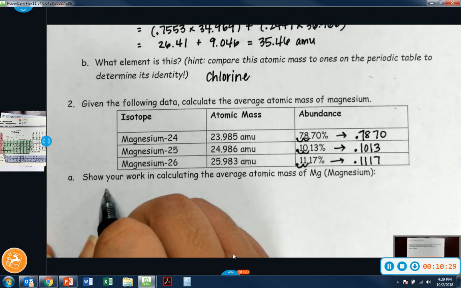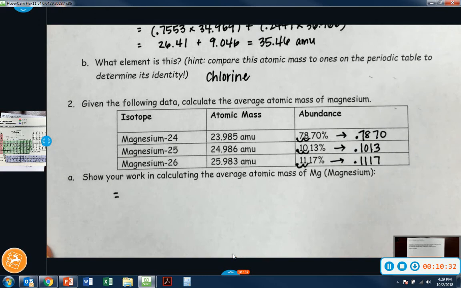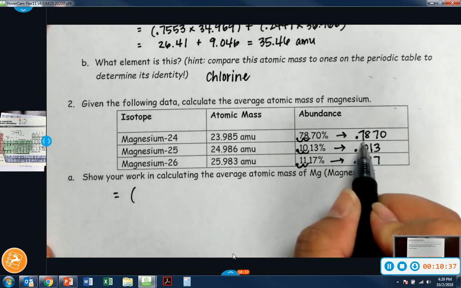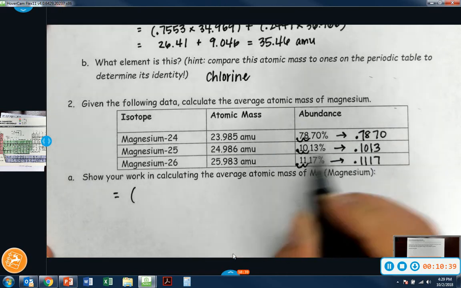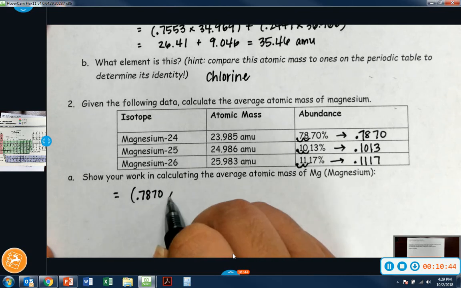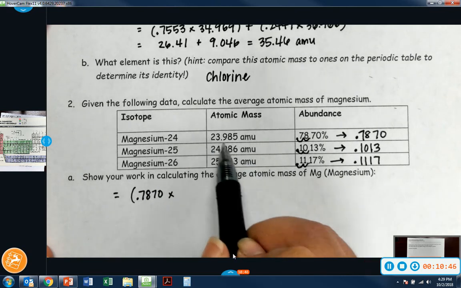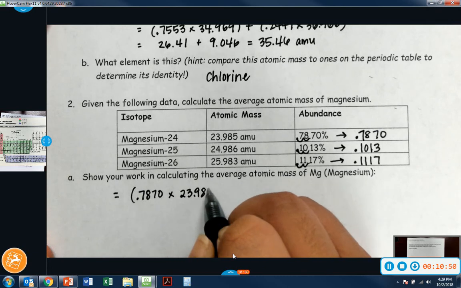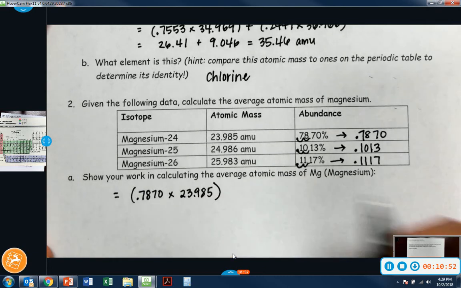We're going to set it equal to our first isotope. So our first isotope, our percent abundance, was 0.7870. We're going to multiply that by its atomic mass, 23.985. That's our first isotope, magnesium 24.